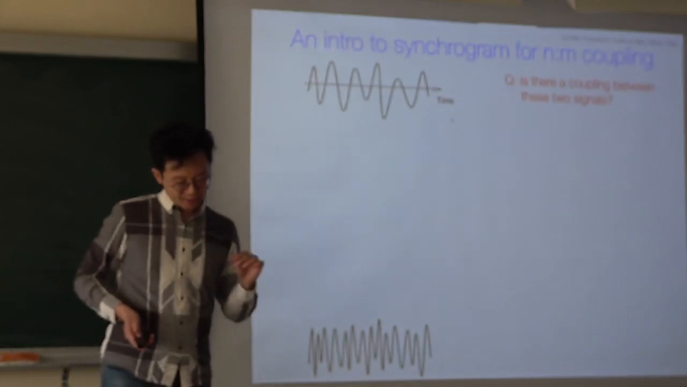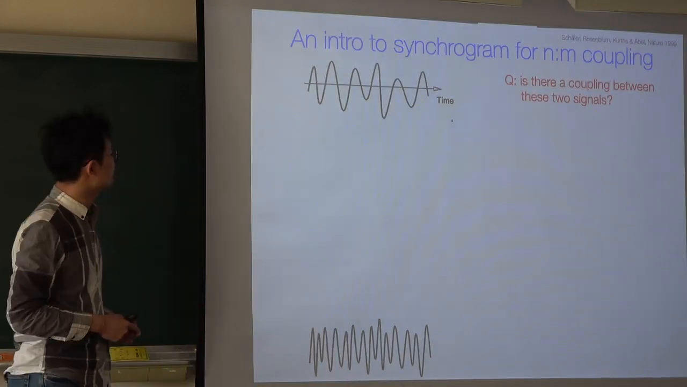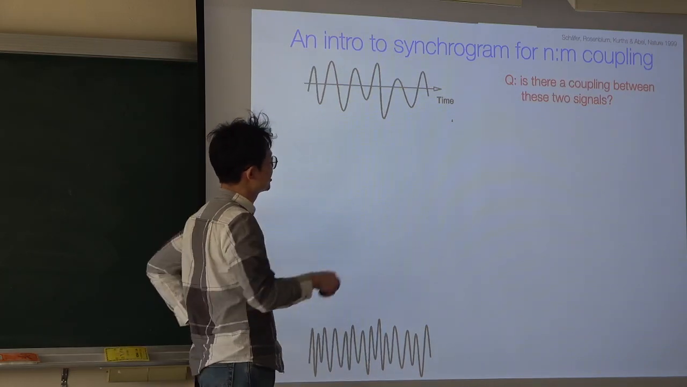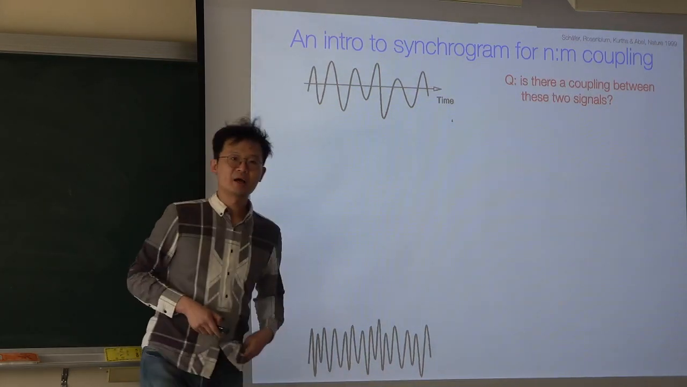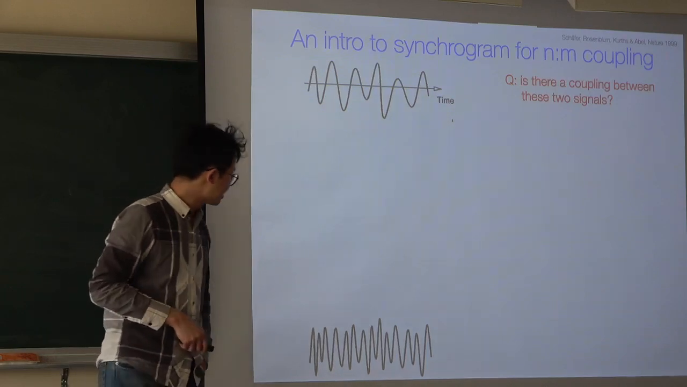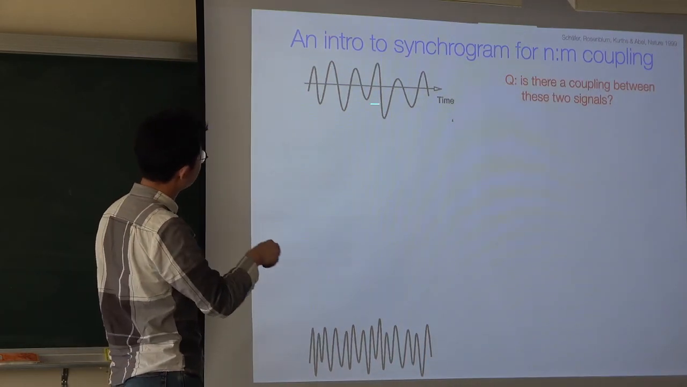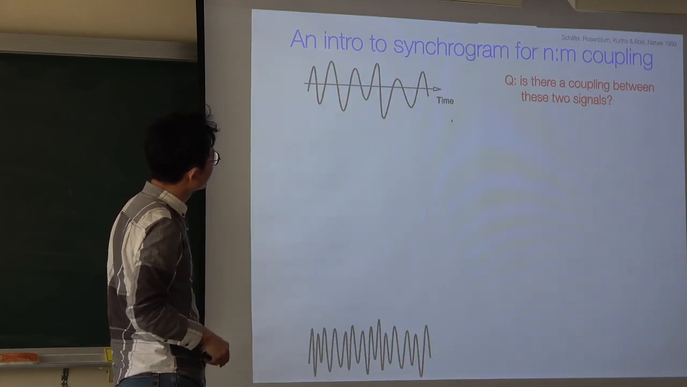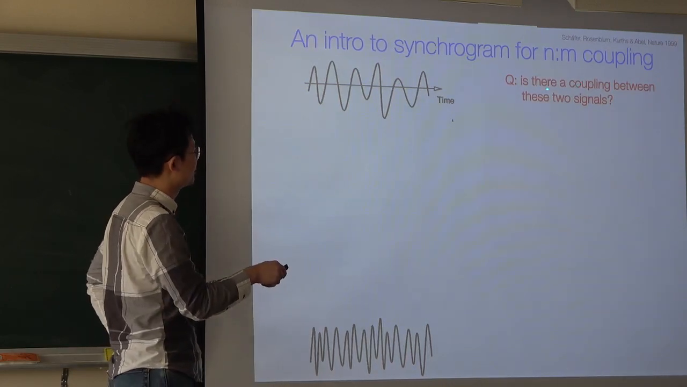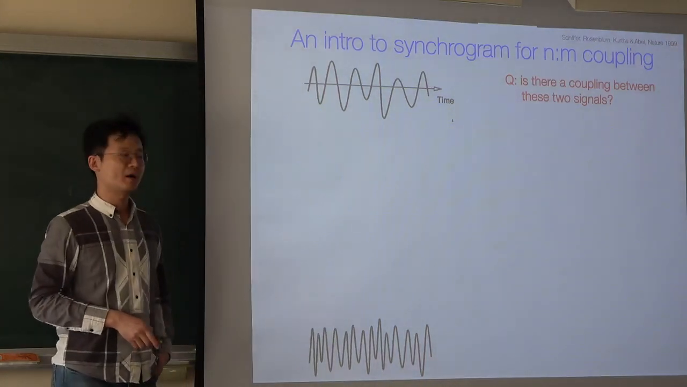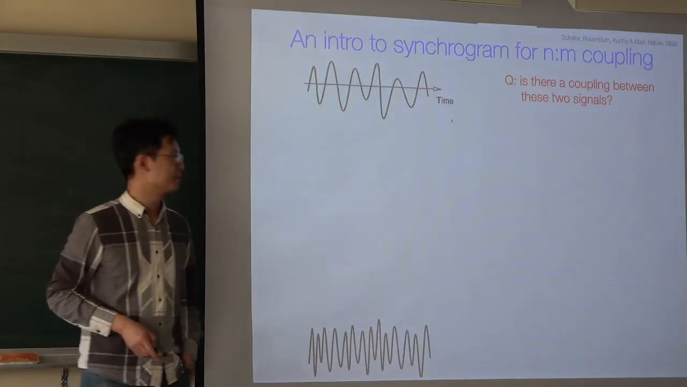I want to use a few minutes to quickly introduce an algorithm called synchrogram to detect coupling called N versus M coupling. Suppose I give you two signals. This one is slowly varying, this one is fast varying. I want to ask the question: is there a coupling between these two signals? And if there is a coupling, which kind of coupling is there?